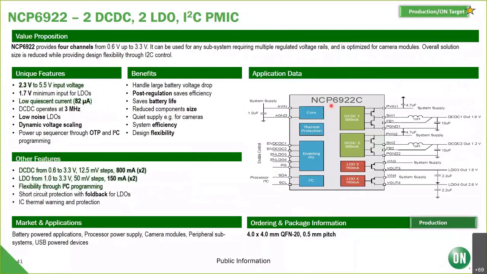And then we also have PMICs. I've got the NCP6922. This has 2 bucks, 2 LDOs. The LDOs go from 1 volt to 3.3 volts in 50 millivolt steps, and the DC to DC goes from 0.6 volts to 3.3 volts in 12.5 millivolt steps. With I2C programming, so a lot of flexibility with these devices.